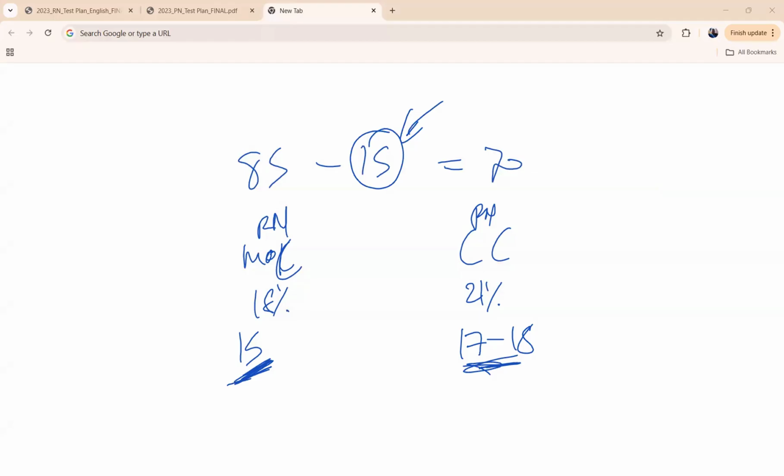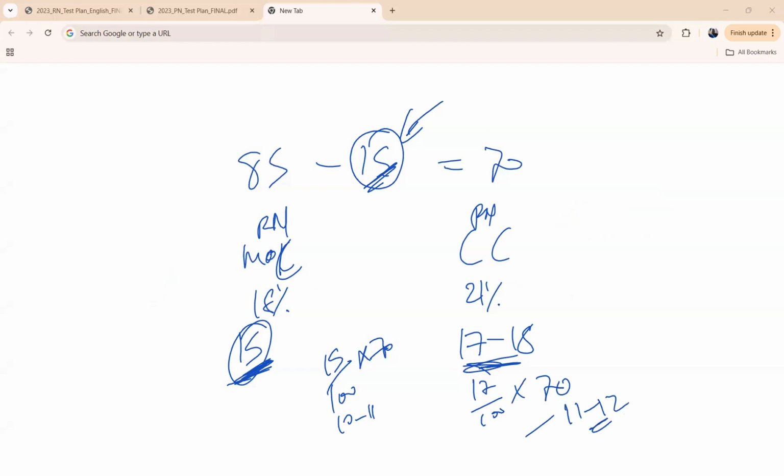But if you do 15 divided by 100 times 70 questions, let's say we are removing these 15 questions, then we do, let us say, 17 divided by 100 multiplied by 70 questions, then you have about 10 to 11 questions here. Initially it was 15, right? And for this, 17 divided by 100 multiplied by 70 questions, then you have something about 11 to 12 questions here, right?